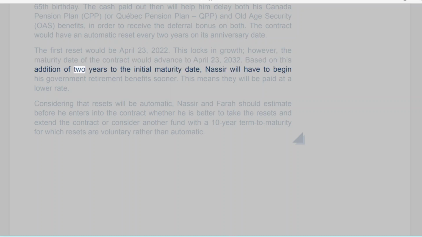Based on this addition of 2 years to the initial maturity date, Nasser will have to begin his government retirement benefits sooner. This means they will be paid at a lower rate. Considering that resets will be automatic, Nasser and Farah should estimate before he enters into the contract whether he is better to take the resets and extend the contract or consider another fund with a 10-year term to maturity for which resets are voluntary rather than automatic.